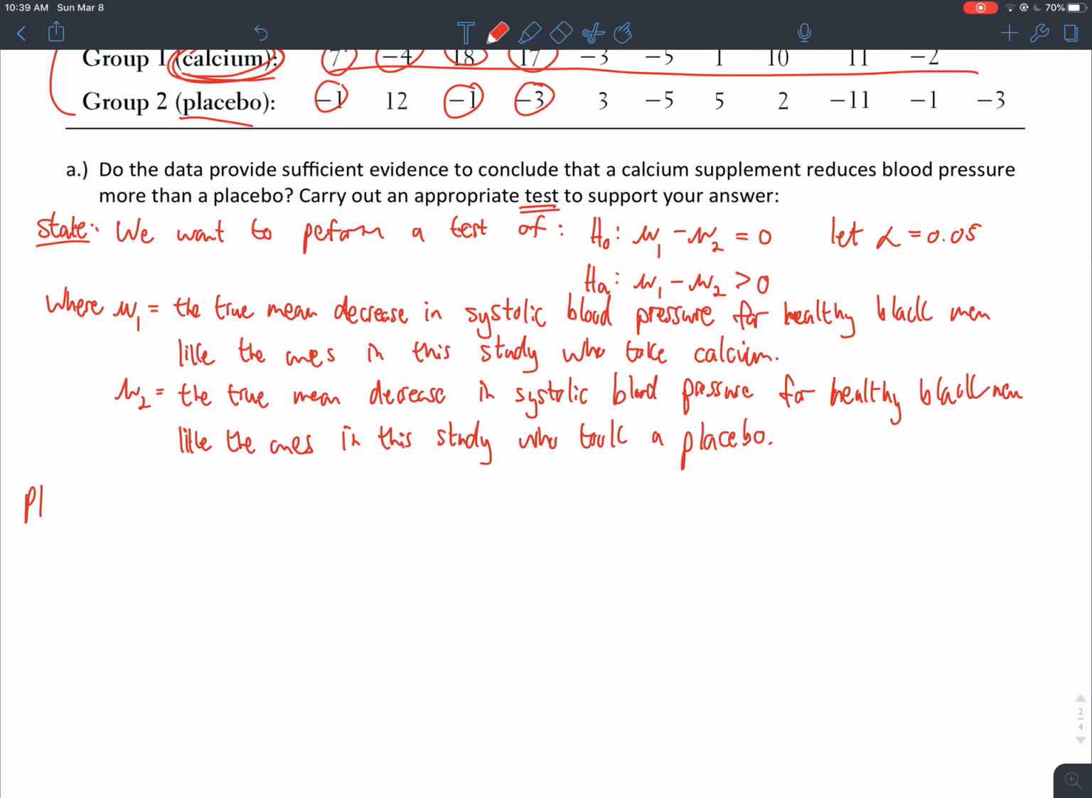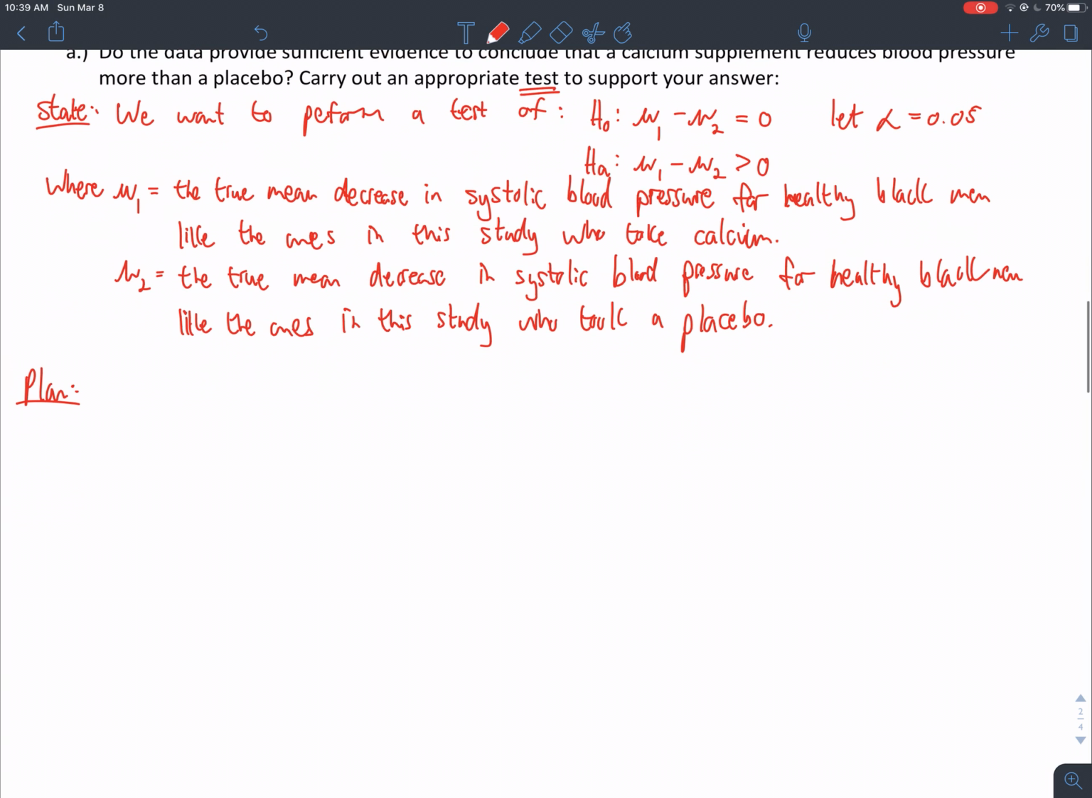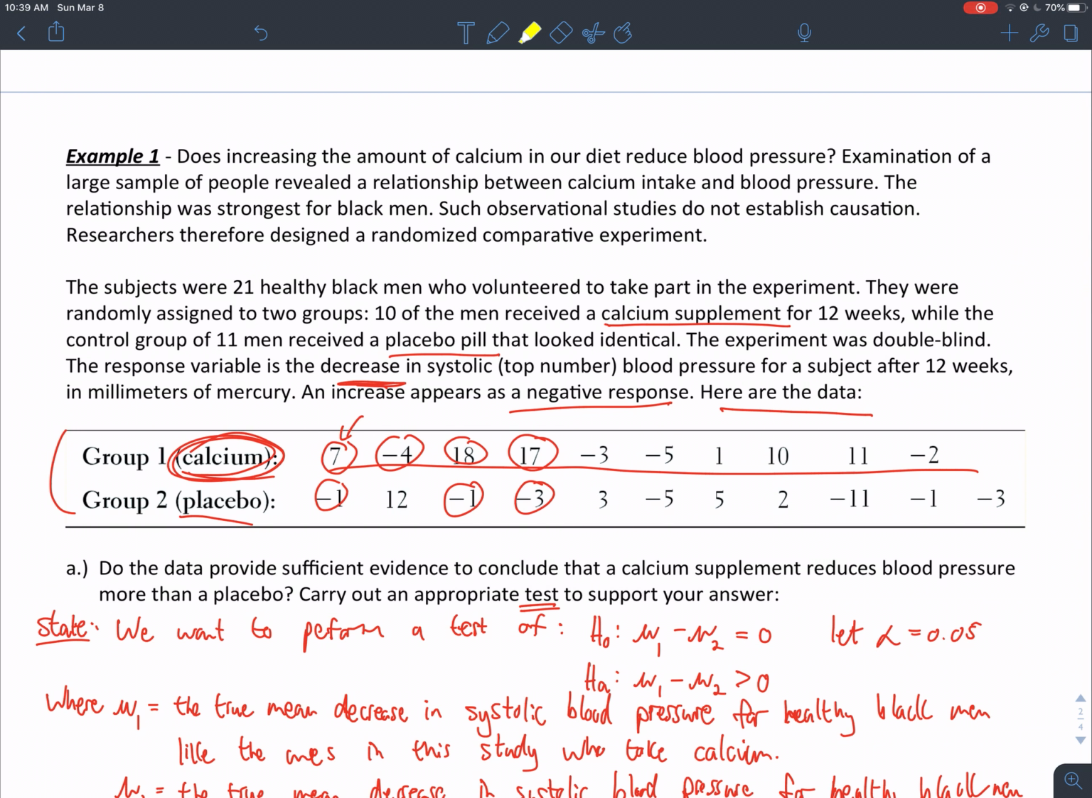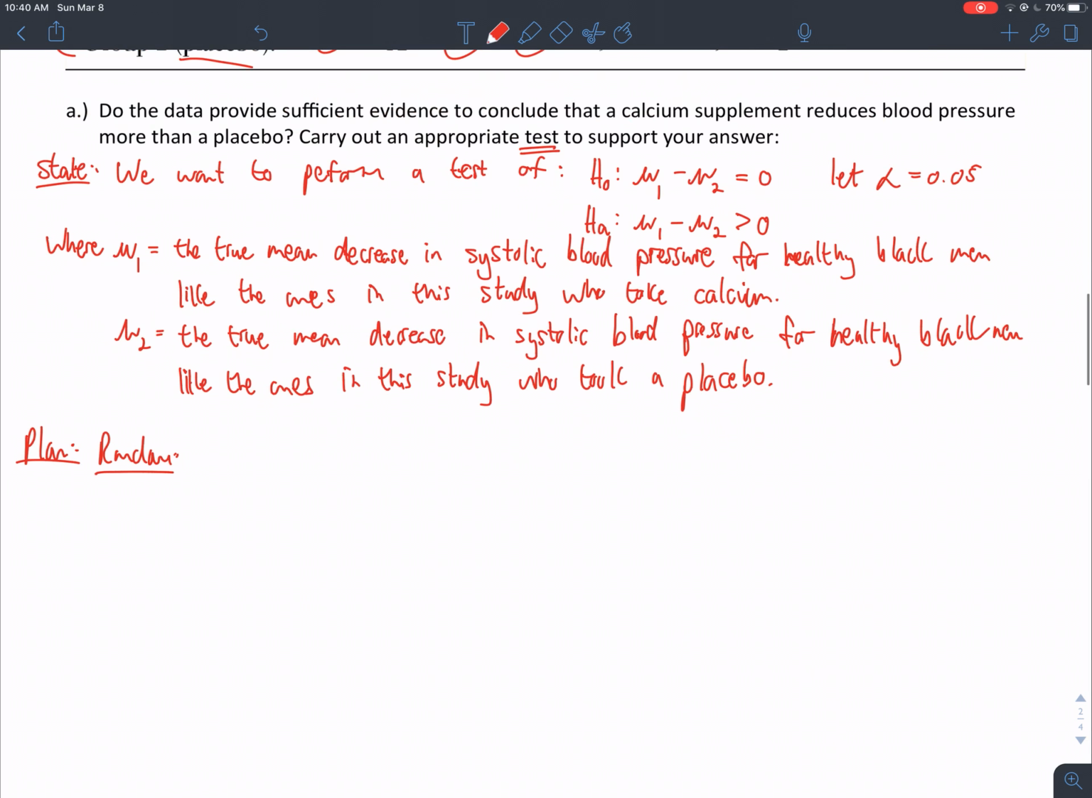All right, so then plan. Same conditions: random, normal, independence. So let's do the random condition. And we have this statement here: they were randomly assigned to 2 groups. We just say the volunteers were randomly assigned to treatment groups.